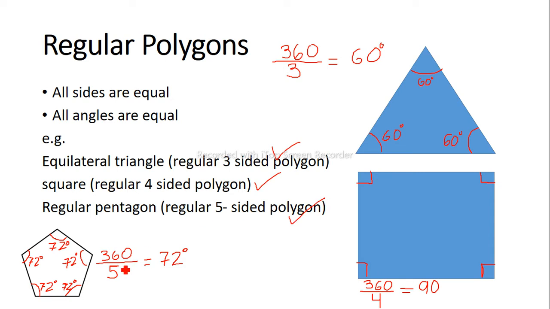All right. So to get the interior angle of this pentagon, we divide by 5. Why do we divide by 5?